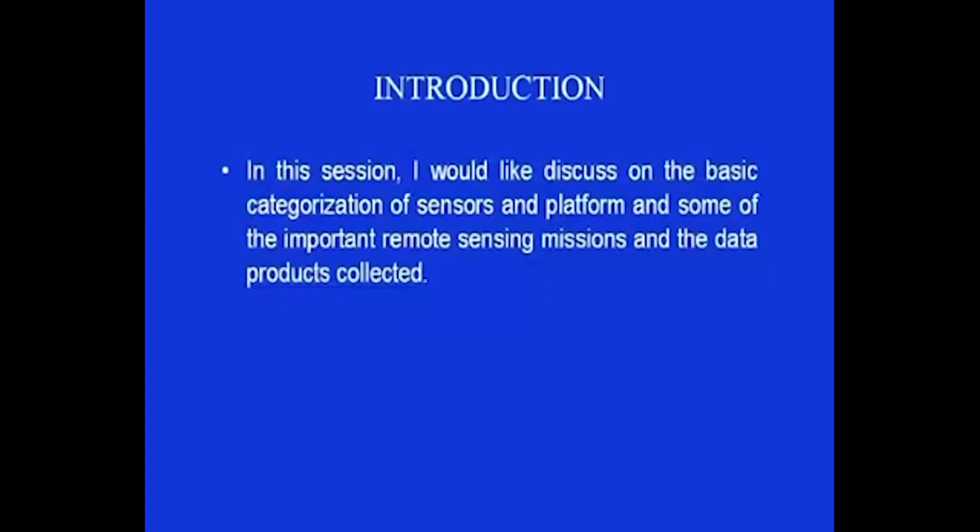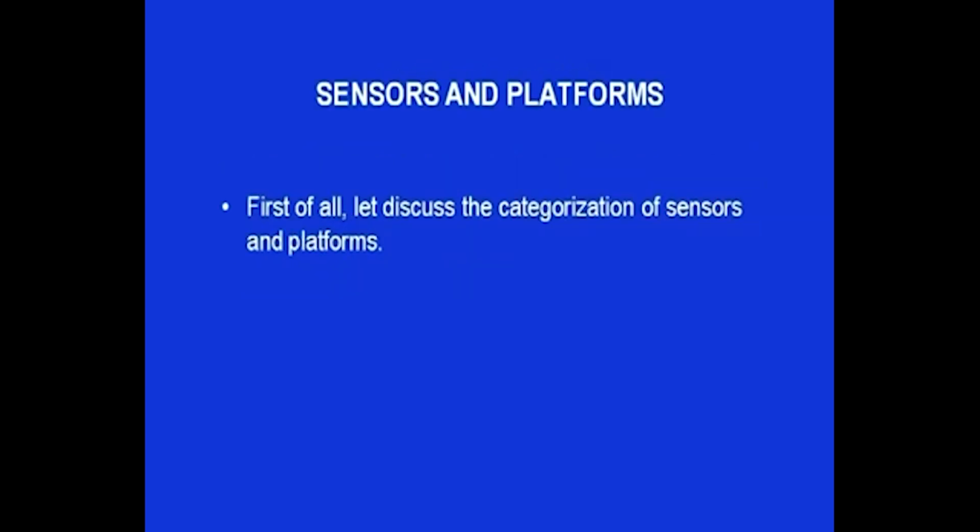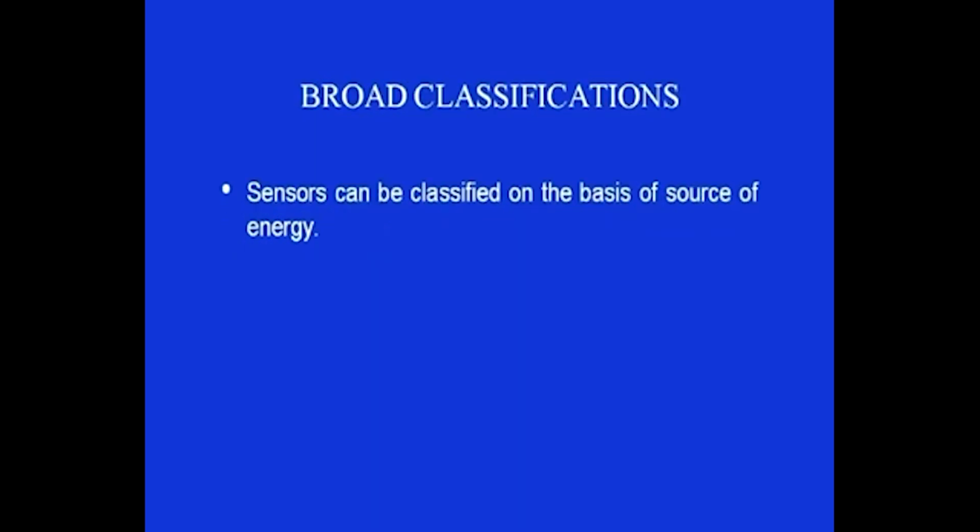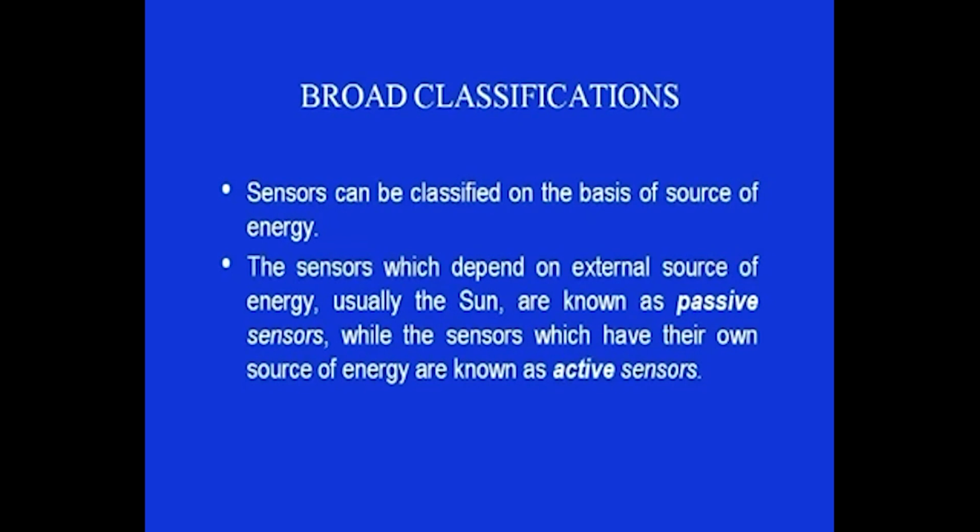In this session, I would like to discuss the basic categorization of sensors and platforms and some of the important remote sensing missions and the data products collected. First of all, let us discuss the categorization of sensors and platforms. Broad classification: sensors can be classified on the basis of the source of energy. The sensors which depend on an external source of energy, usually the sun, are known as passive sensors, while sensors which have their own source of energy are known as active sensors.